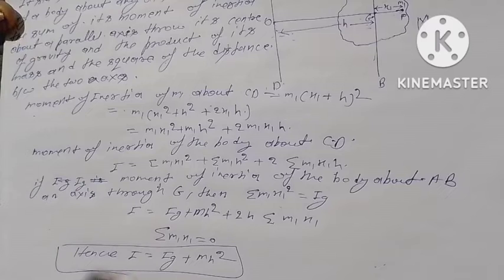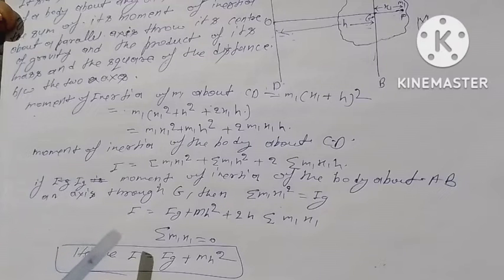Theorem of parallel axis. It states that the moment of inertia of a body about any axis is equal to the sum of its moment of inertia about a parallel axis through its center of gravity and the product of its mass and the square of the distance between two axes.